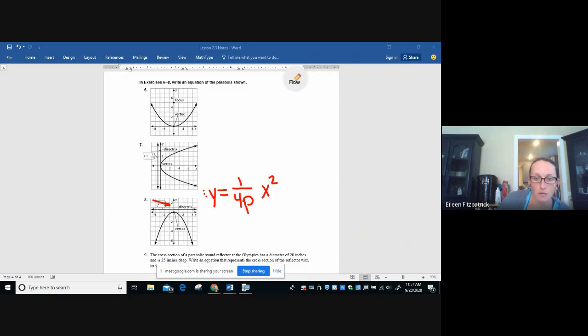P has to be, here we go again, going crazy, not even doing anything. I don't know what's going on. P has to be negative since my parabola is opening down.